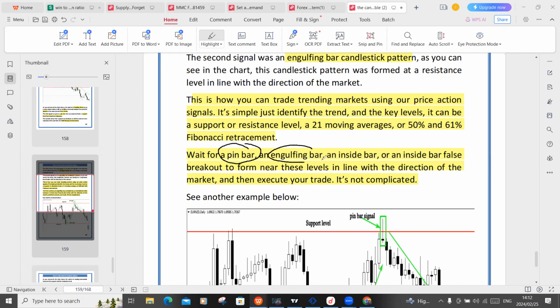In an engulfing bar, you've got a bullish engulfing and a bearish engulfing. Check how those candles react at points of interest. You've got an inside bar and you've got an inside bar false breakout. Check how these candles form near points of interest like support and resistance, supply and demand, or the 50 and 61% fib retracement. If these candles form at a point of interest, just execute your trade.